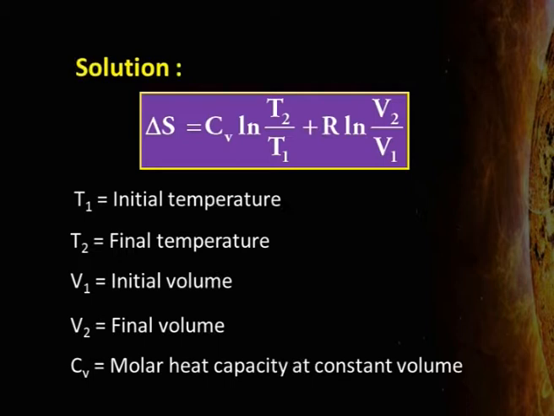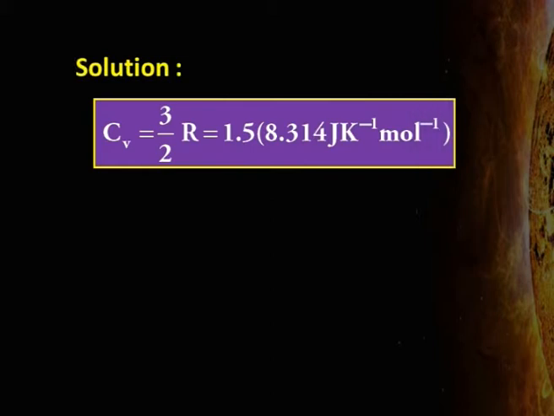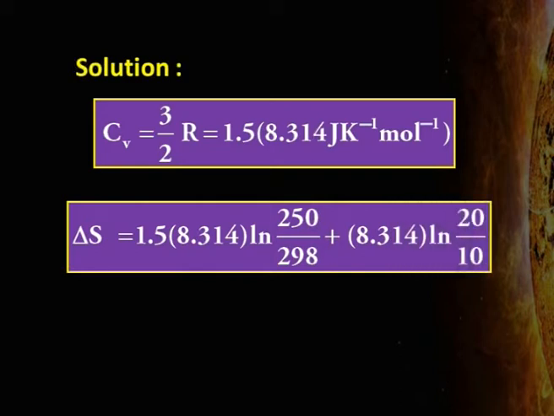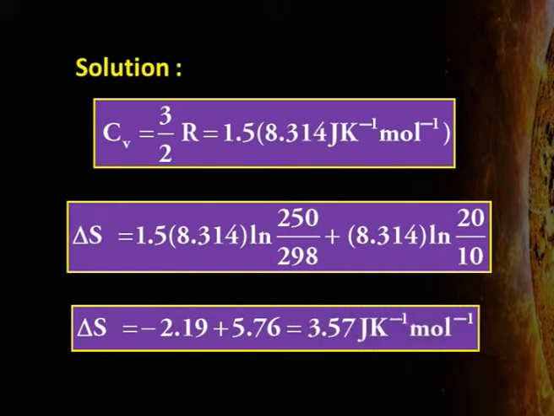The value of Cv is given to be equal to 3/2 R, which is equal to 1.5 multiplied by 8.314. Here R is taken in the units of joules per Kelvin per mole. Therefore, putting all the values, we will get delta S is equal to 1.5 multiplied by 8.314 multiplied by natural log of 250 divided by 298 plus 8.314 multiplied by natural log of 20 divided by 10. This will be equal to minus 2.19 plus 5.76 joules per Kelvin per mole, which is equal to 3.57 joules per Kelvin per mole.